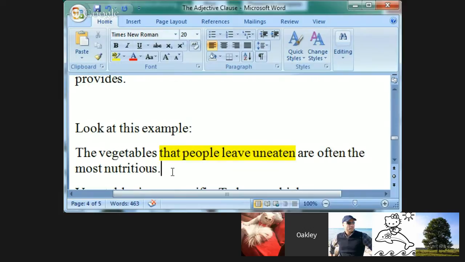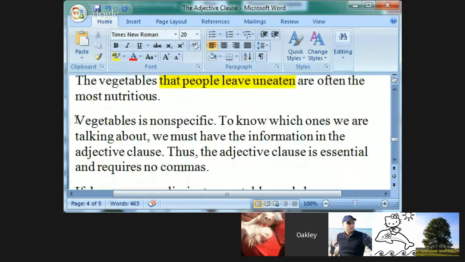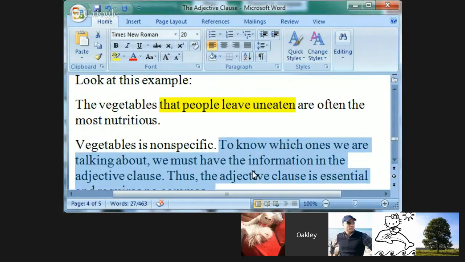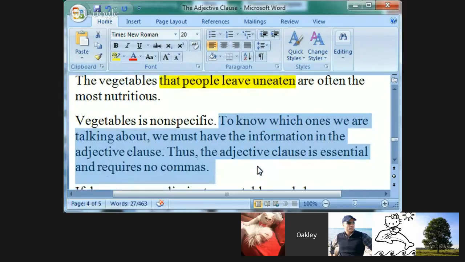Vegetables is non-specific. Which vegetables? I don't know. Types of vegetables, the vegetables that are grown in France. What are you talking about? That's the problem. To know which ones we are talking about, to define them, we need an adjective, or in this case, an adjective clause. We must have the information in the adjective clause. Thus, the adjective clause is essential and requires no commas.